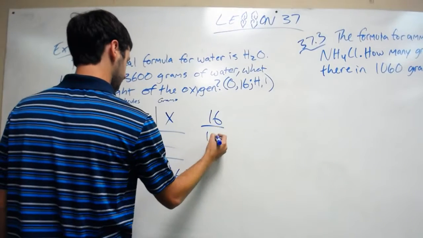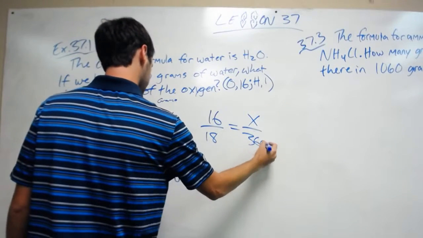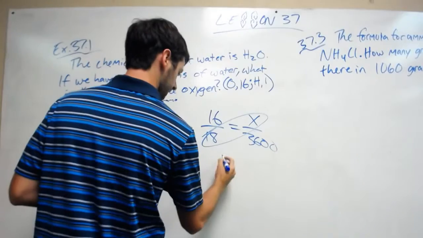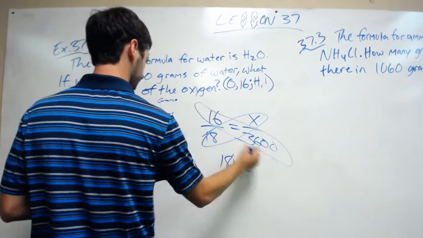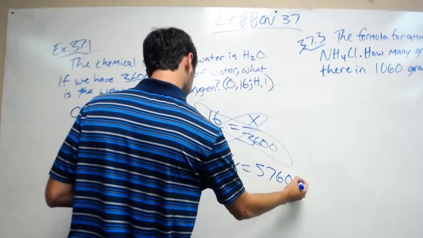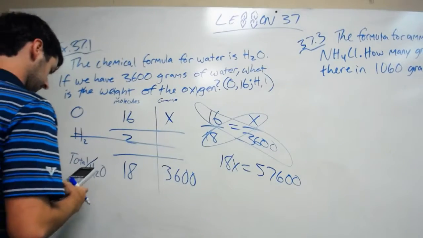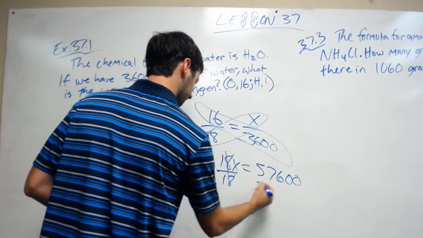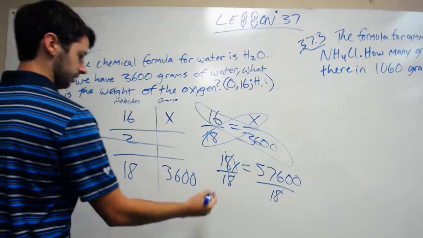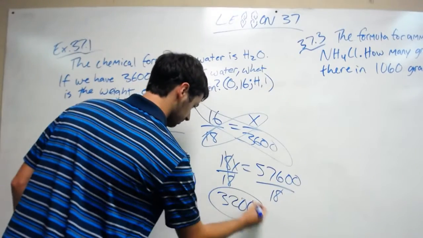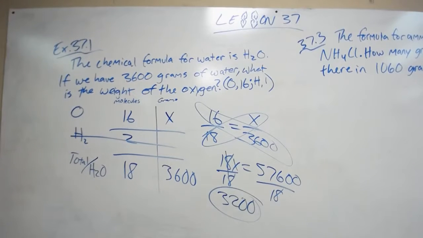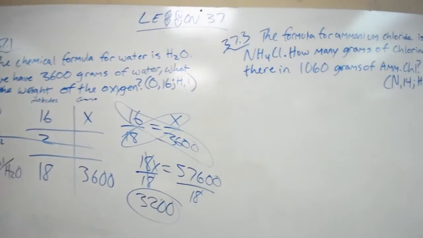16 over 18 equals X over 3,600. Cross multiply: 18X equals 3,600 times 16, 57,600. Divide by 18 on both sides, and the amount that is oxygen would be 3,200. So 3,200 would be your answer. So it's a pretty simple process there. You just got to stack it in the ratio box. Let's look at one more.